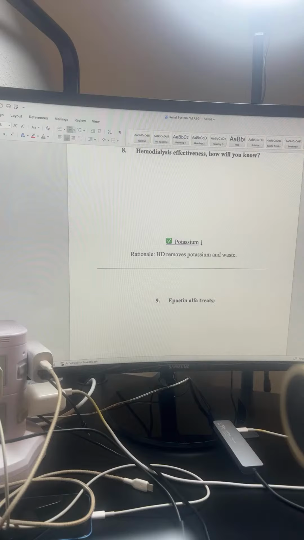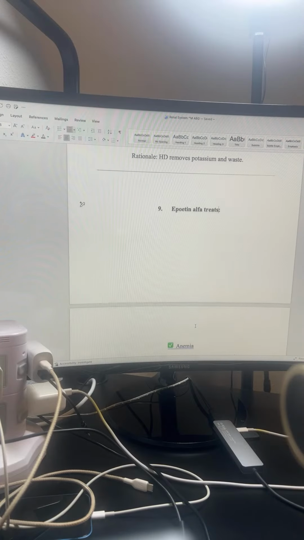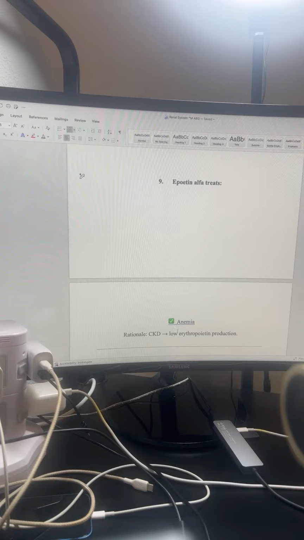Epoetin alfa treats what? Anemia. Yes, anemia. Stimulates your red blood cell production. Nice. All right. So chronic kidney disease, usually you have low erythropoietin production. All right. So usually you give this to help with treating it.